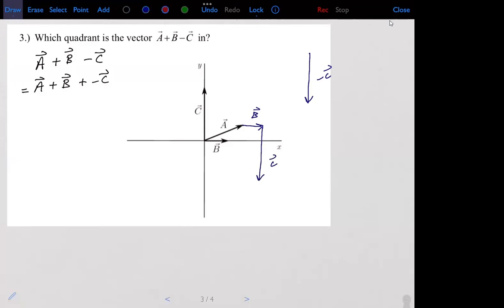So my resultant vector, I call this R, I'm drawing from the tail of A to the tip of negative C. It's going to be in that fourth quadrant, right? So in this case, R, which is equal to A plus B minus C, is in the fourth quadrant.